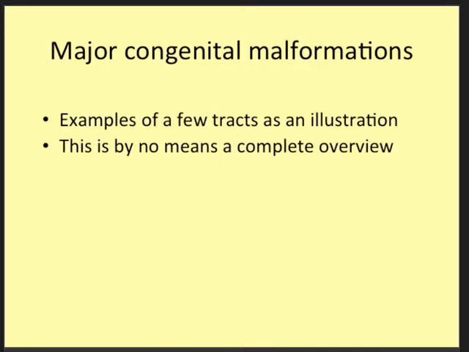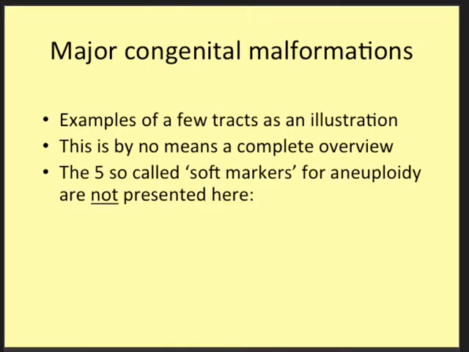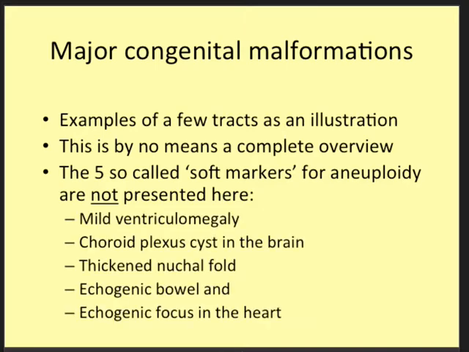So let's go back to the number 1 item, that's why it's called morphology scan. Let's look at some major congenital malformations. This is by no means a complete overview. I just would like to show you a few examples as an illustration. The 5 so-called soft markers for aneuploidy are not presented here.